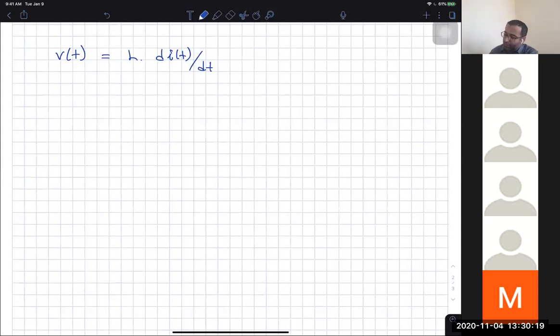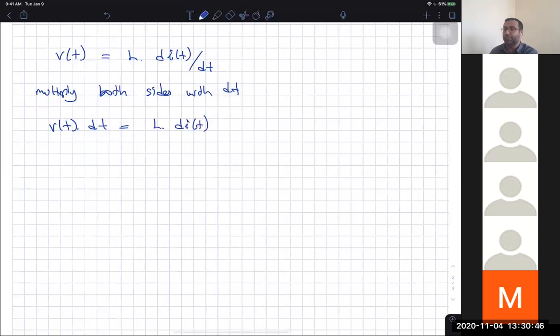So in this case, what I'm going to do is multiply both sides with dt just to simplify the equation. So if you multiply both sides with dt, what we get is v(t) times dt equals L times di(t) over dt times dt. Basically, that is a very simple case.